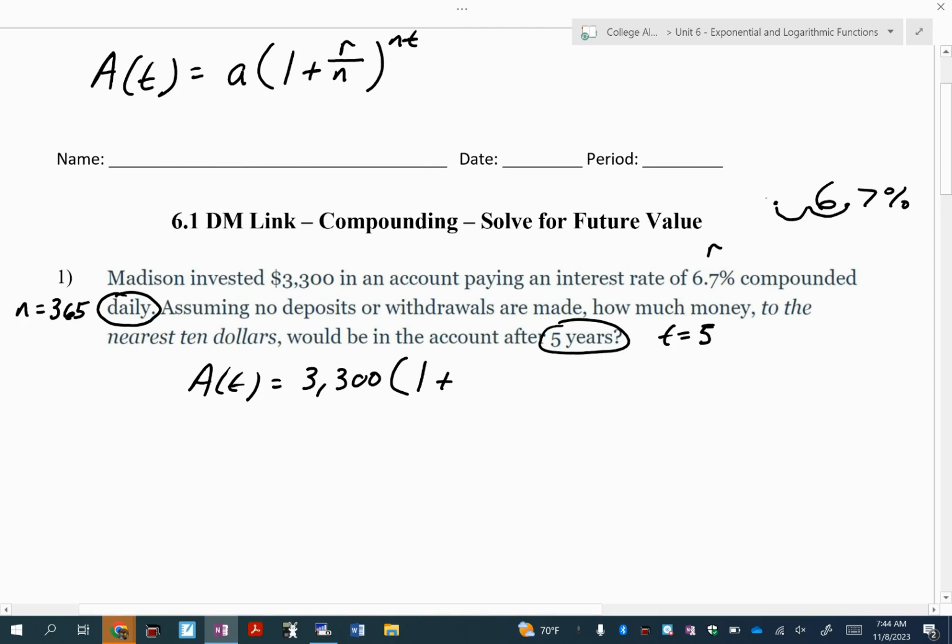All right, Hector, this is why you come to class on time. Well done. 0.067 is right. So I'm going to put 0.067 over 365.